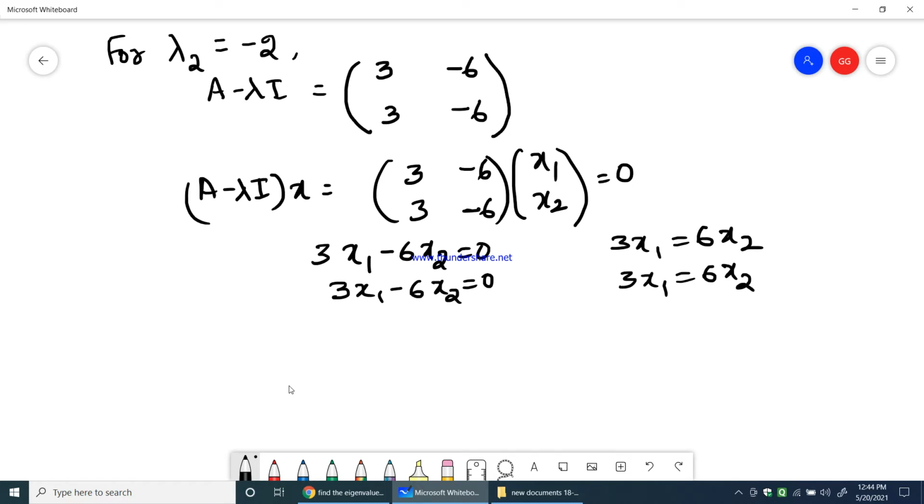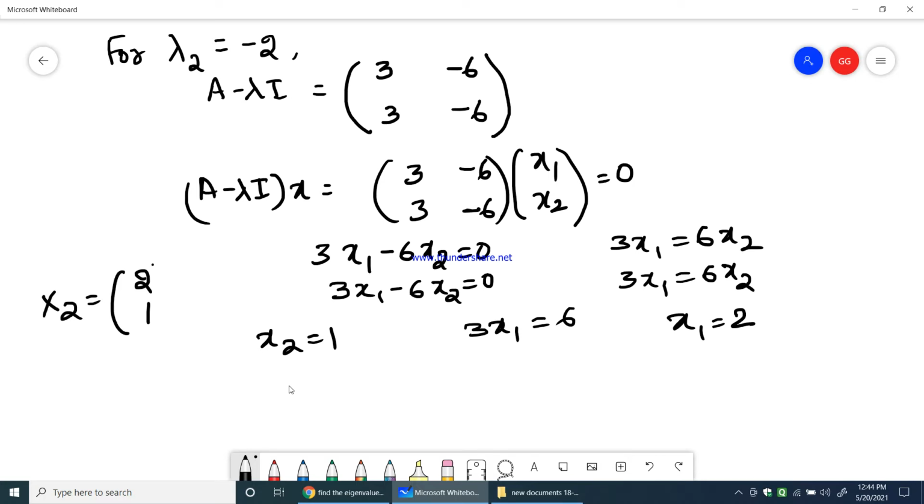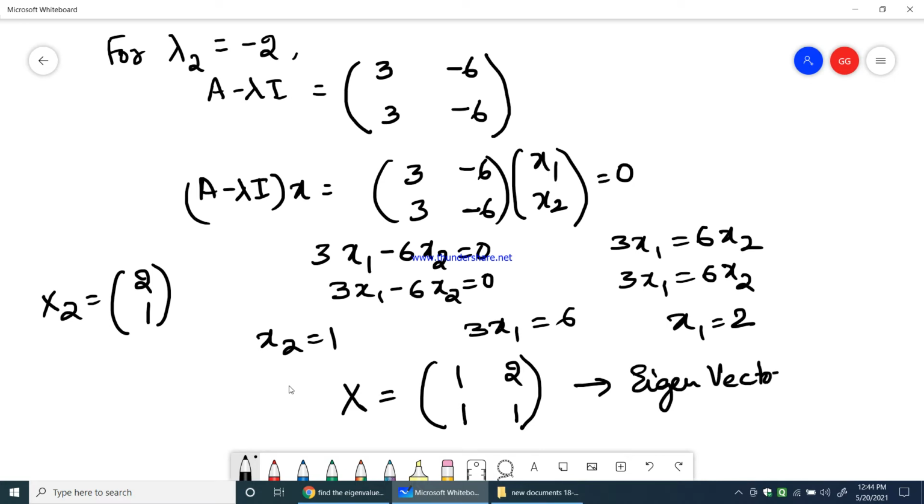Now if I assume x2 to be equal to 1, then 3x1 will be equal to 6, so x1 will be equal to 2. Therefore the second vector x2 will be equal to 2 and 1. x1 is 2 and x2 is equal to 1. Therefore the total vector x is now 1 and 1, 2 and 1. This is the eigenvector for the given problem.